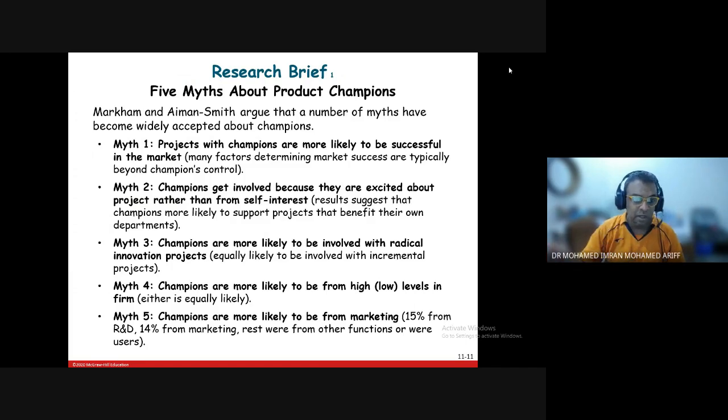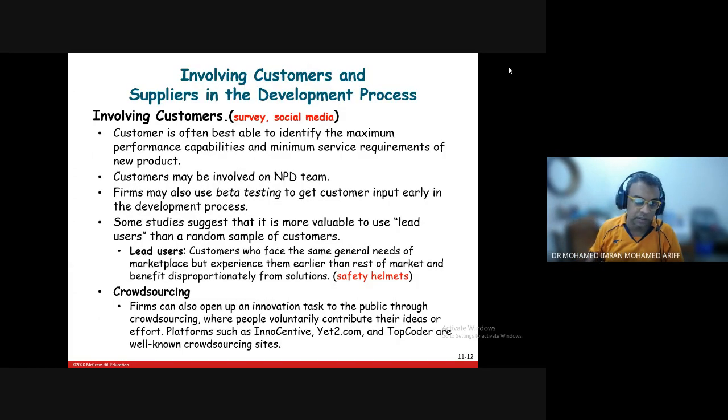And next we have 5 myths lah, when you are talking about champion. A project with champions are more likely to be successful. Champions will get involved because they are excited, betul. Myth number 3, champions are more likely to be involved in radical innovation changes, betul. You can see about Elon Musk. Champions are more likely to be from high or low levels in firms, betul. And champions are more likely to be from marketing. Yes, pandai cakap lah, pandai jual. Okay, because they have the ability to sell the products, so they have the ability to orang kata goreng lah, okay, about the product or services.